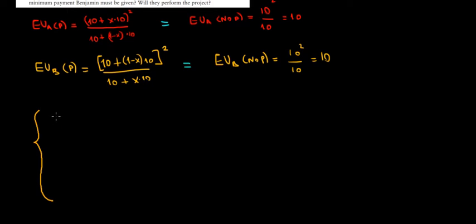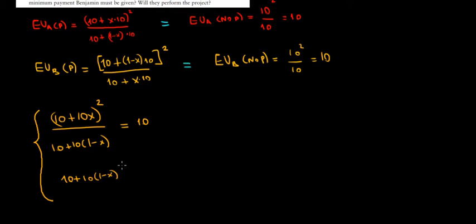So from the first relationship, we would have that (10 + 10x)^2 divided by 10 plus 10 multiplied with (1 - x), which is the expected utility of Abdul taking the project, must equal the expected utility without the project, which is 10. And let's do the same for Benjamin. We would have (10 + 10(1 - x))^2 divided by 10 + 10x, must equal the expected utility as well, which is 10.